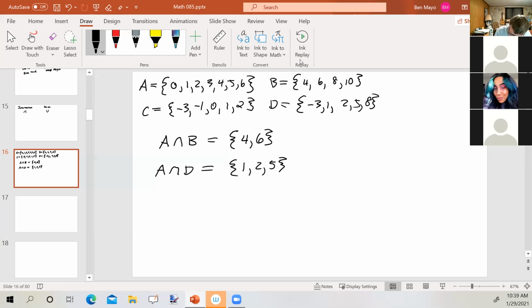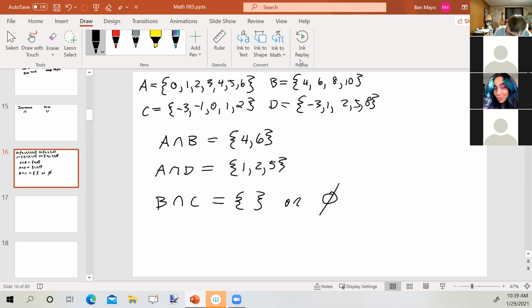How about the intersection of B and C? None. None, right. Now, there's 2 different ways that we can say that. We can either use this, which is set builder notation, and put nothing in it. So that's an empty set. Or we can use this symbol, which also means an empty set or the null set.